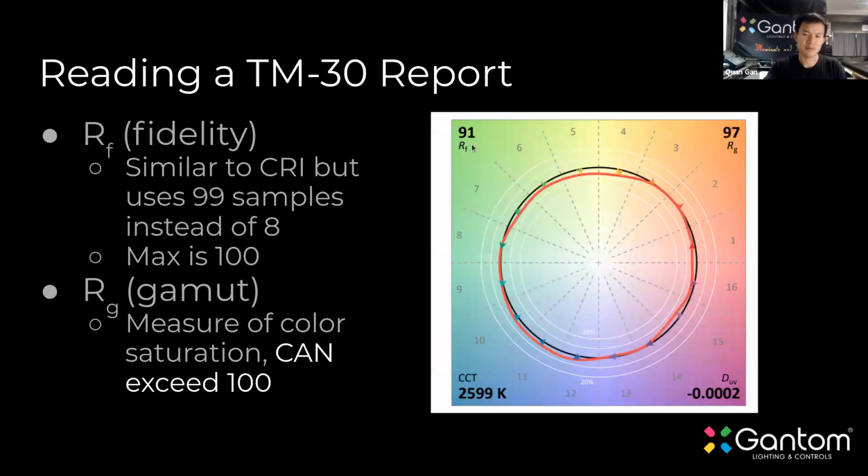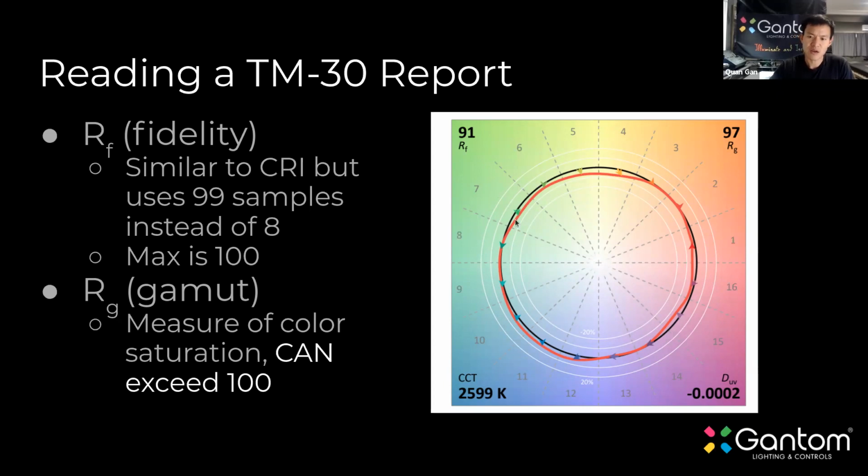The most important piece, even if you look at the simple report, it will have these components. It'll have these four numbers right here. The first number is going to be RF, and that is the rating of fidelity. And this is essentially like what CRI measured, but it's measuring against 99 samples instead of just 8. So it's a much better version of CRI, if you will.